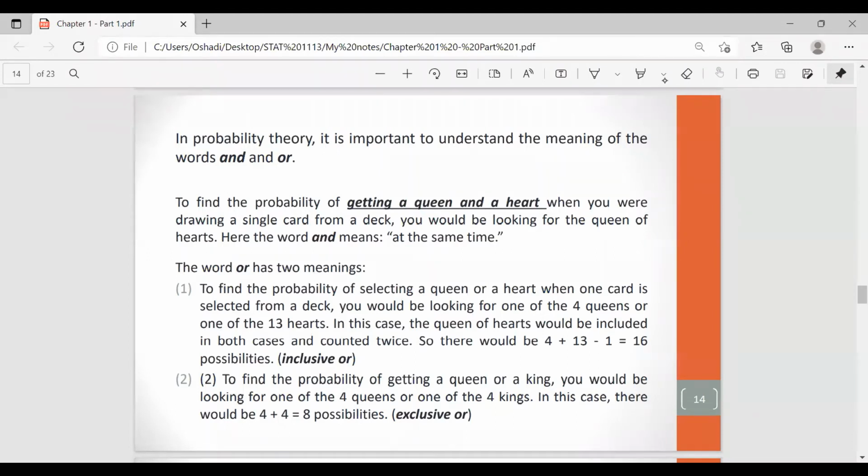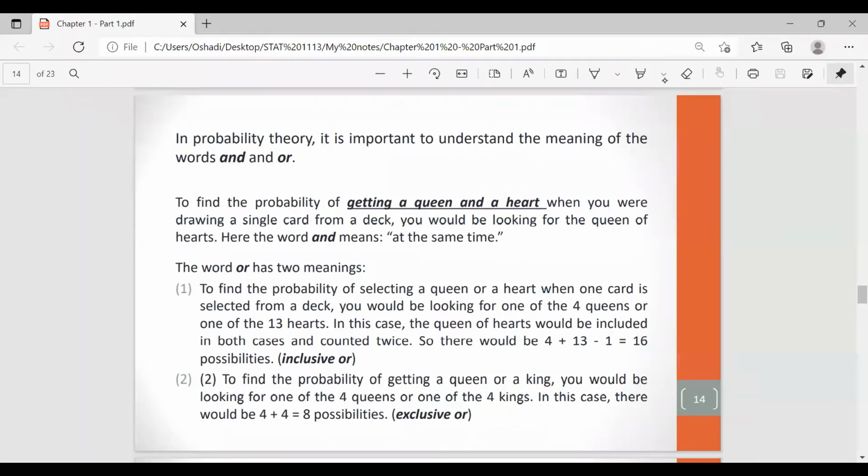And the word or has two meanings actually. For an example, to find the probability of selecting a queen or a heart, when one card is selected from a deck, right? So we know from a card pack we have 4 queens. And how many hearts?